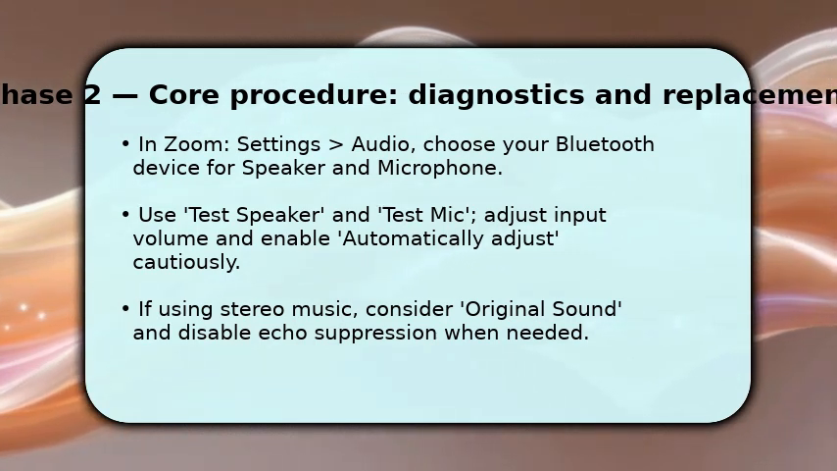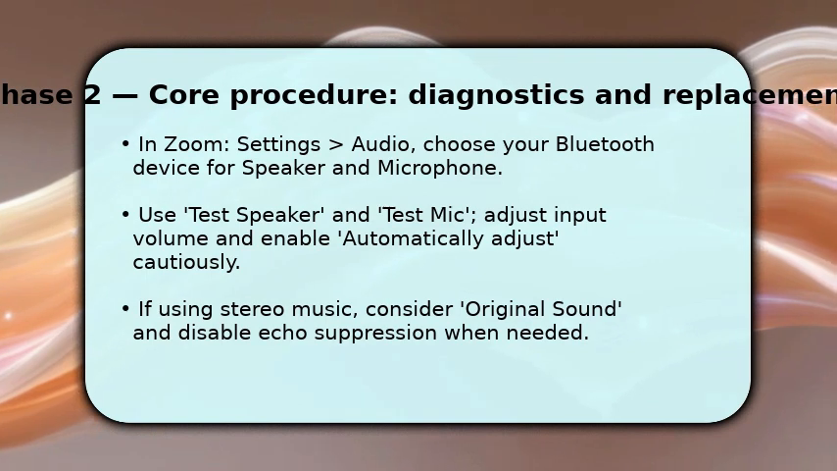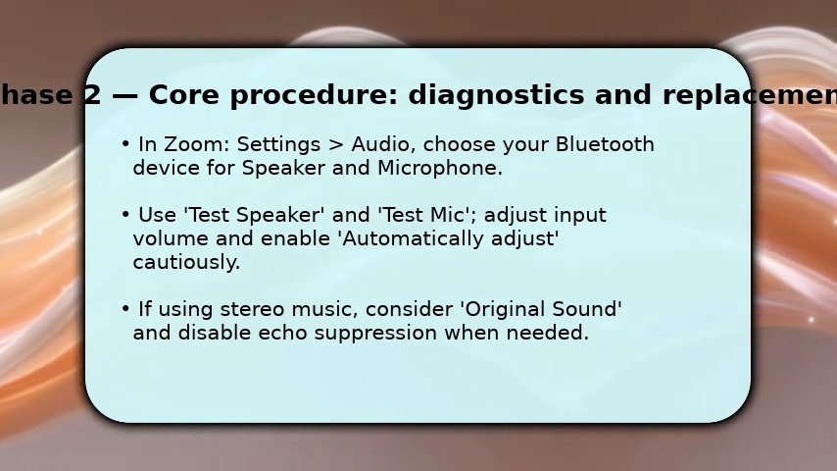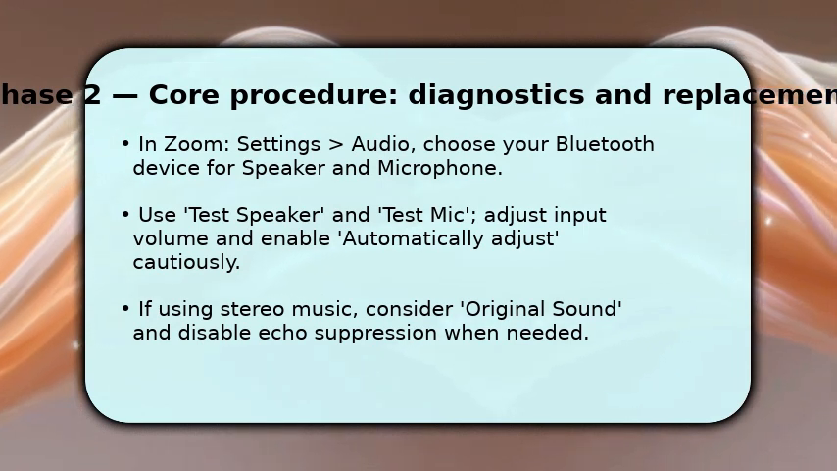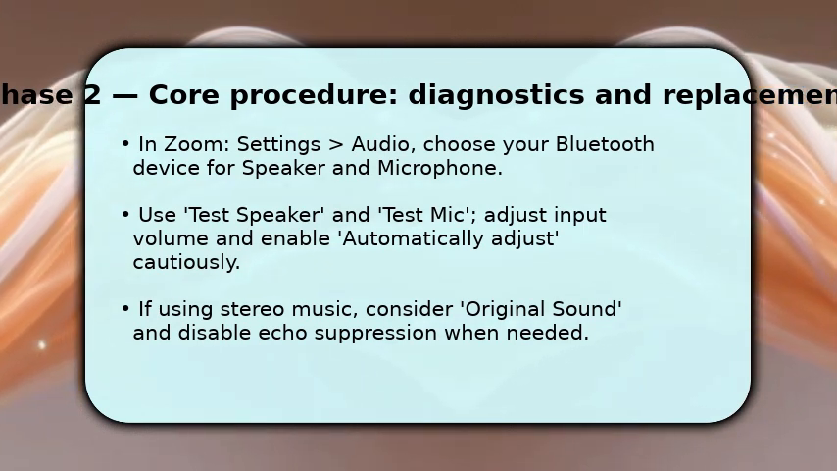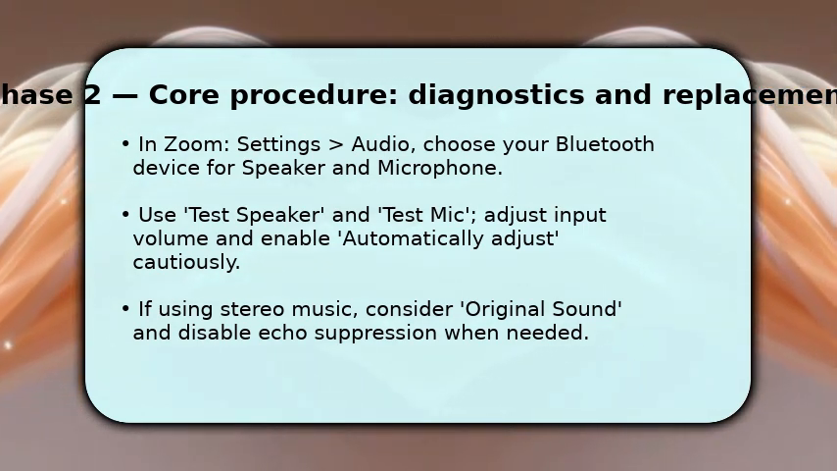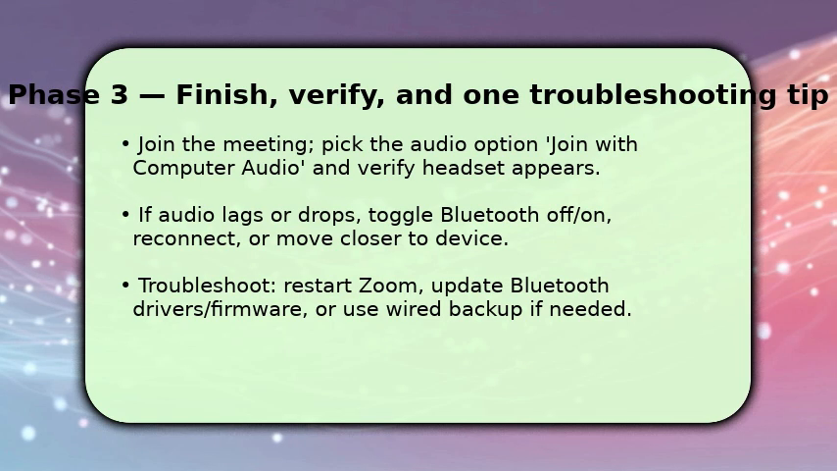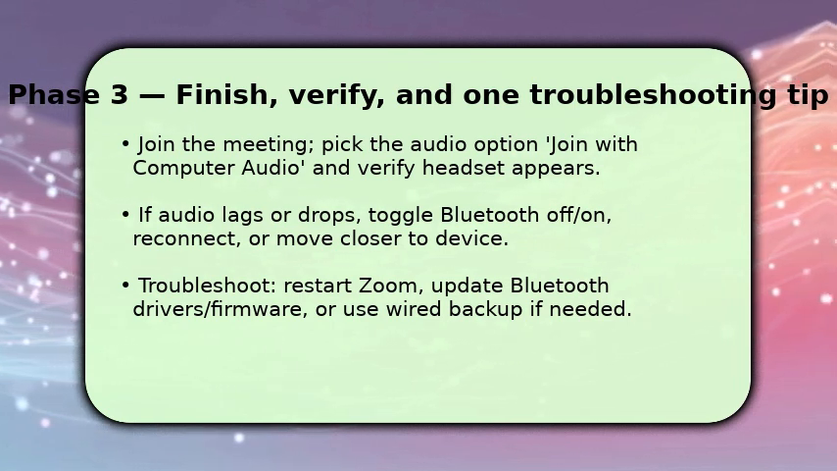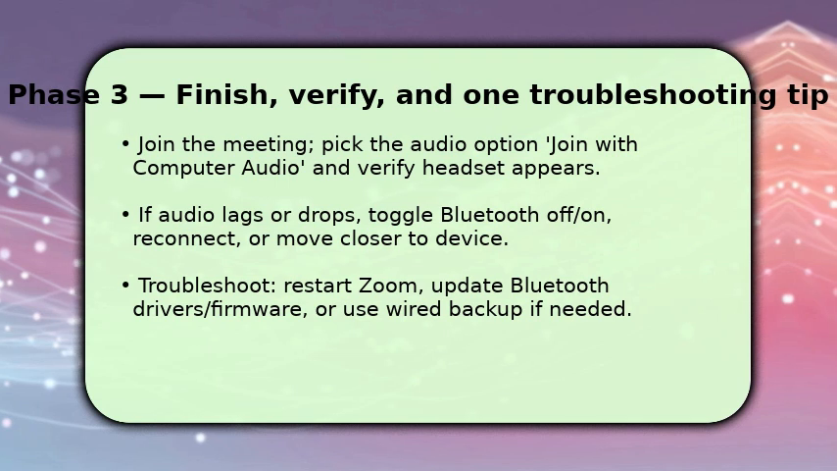Once done, enable original sound for music or higher fidelity, but make sure to turn off noise suppression when it conflicts with audio quality. Confirm with a quick test meeting. Join the meeting and choose Join with Computer Audio. Double-check the headset is still selected in the drop-down near Mute. Make small adjustments. Mute/unmute and adjust speaker volume to confirm others hear you.